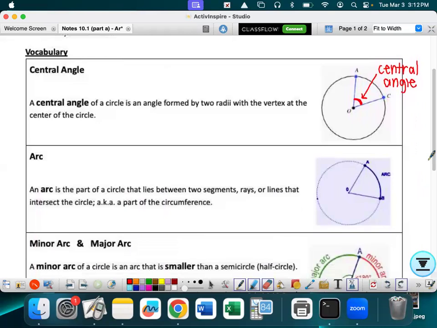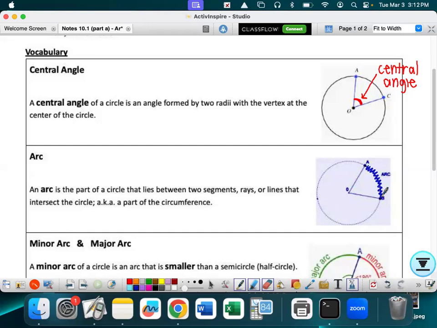Next, we have an arc. An arc is the part of the circle that lies between the two segments, rays or lines that intersect the circle. So in this case, we have a radius. The part that is connected between them on the edge of the circle is your arc. So I'm going to erase the two radii there. And I'll use blue since that's in blue already. And that section would be my arc, the part on the edge of the circle that connects those 2 points.